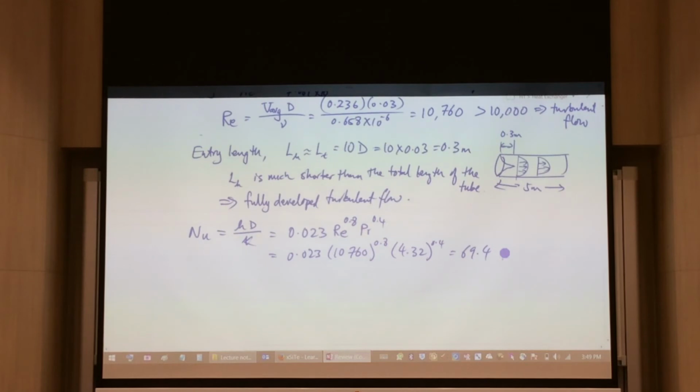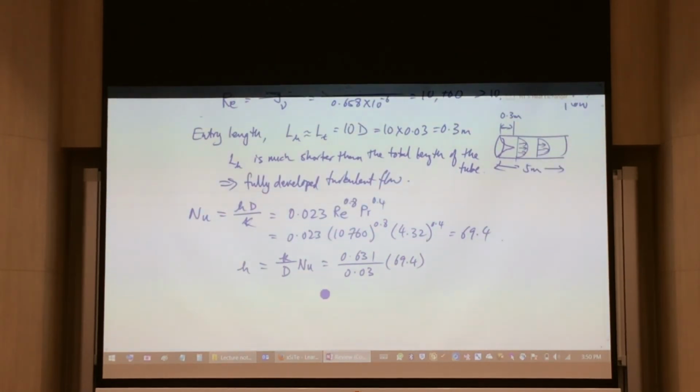So once we have the Nusselt number, we can figure out what is our convection heat transfer coefficient, h. So that one is equal to the following form, just readjusting this Nusselt number expression. It is 0.631 divided by diameter multiplied by Nusselt number. Work that one out, 1460 watts per meter square degree Celsius.